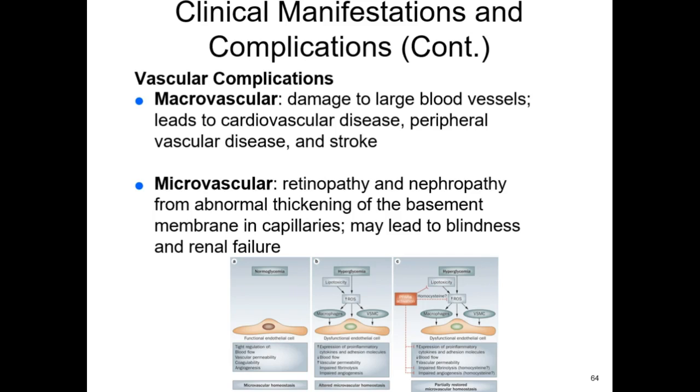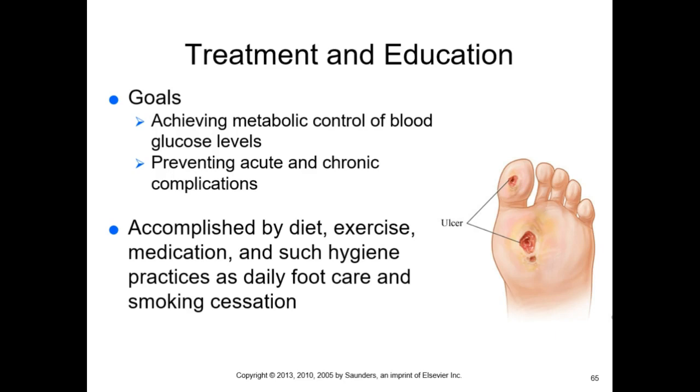So macrovasculature, we have damage to large blood vessels that can lead to cardiovascular disease, peripheral vascular disease, maybe a stroke. And then microvasculature, we can have a retinopathy, a nephropathy, and can lead to blindness and renal failure. And obviously that will impact all of your microvasculatures. Those are just going to be the ones that are very obvious, life-altering, can potentially kill you. So we want to control blood glucose levels. And we also want to prevent complications. We want to prevent sequela.